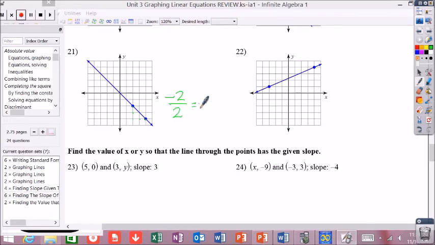Next, jumping to 21, another negative slope. You're going to rise 2, run 2. It's negative, so negative 2 divided by 2 is negative 1. And finally, rise 3, run 7.